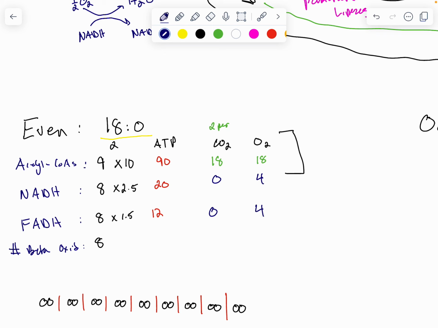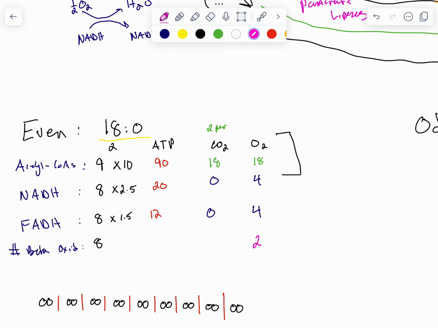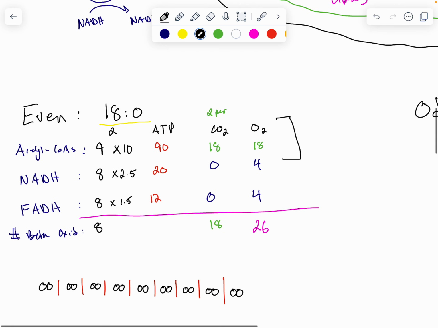So in reality, in this mechanism right here for an 18 carbon even fatty acid chain, we are going to be looking at about a total of 26 moles of O2 consumed. We are looking at about 18 moles of CO2 produced, and we're going to be looking at about plus 20 plus 12. We're going to be looking at about 122 moles of ATP produced per this fatty acid chain.